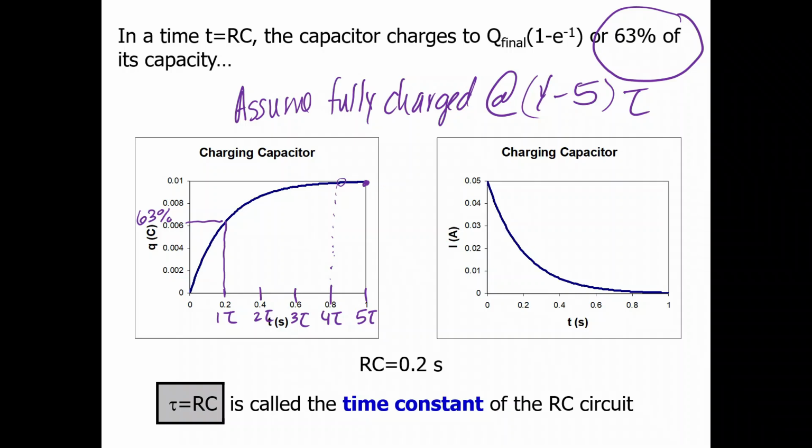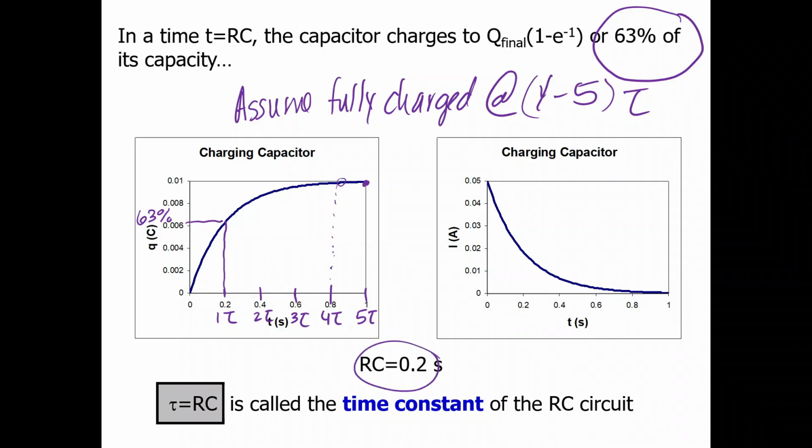So if I've ever asked you a question about how long does it take for a capacitor to fully charge, it's true that it never actually fully charges, but we're asking for an estimate of how long that would be, and you could do either 4 or 5. So I could do 4 tau to 5 tau, and you'd calculate it, whatever your tau is.